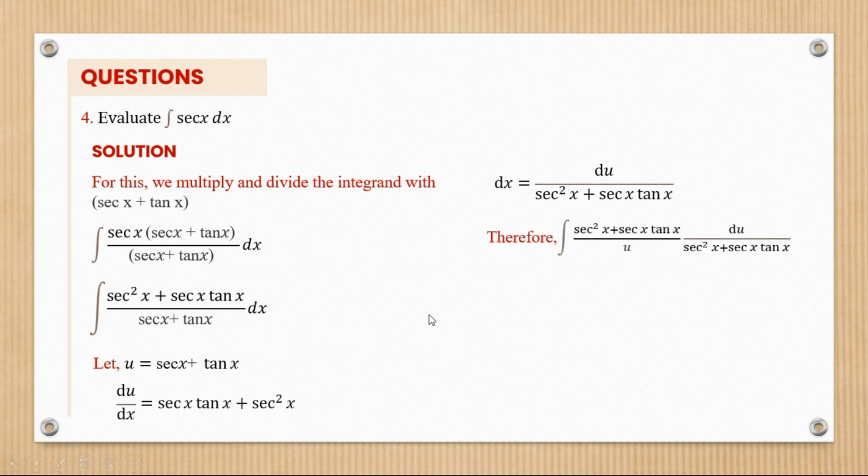So now we plug everything back, and this will actually work for us. This will cancel with that, and we'll be left with the integral of 1 over u du. So this is the best way to work out this problem. So the integral of 1 over u is going to be ln|u| plus c, but remember that u is sec x plus tan x. So therefore our final answer is ln|sec x plus tan x| plus c. So this is how we solve the integral of sec x.